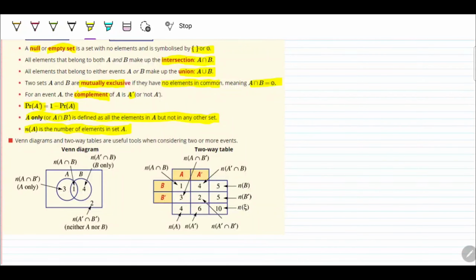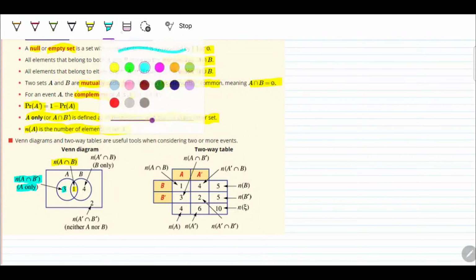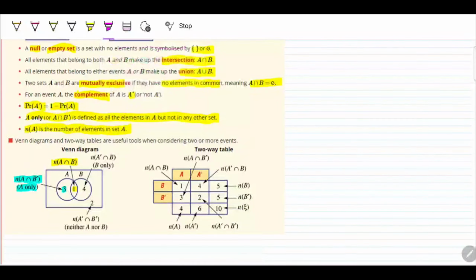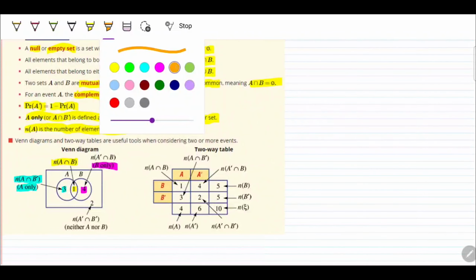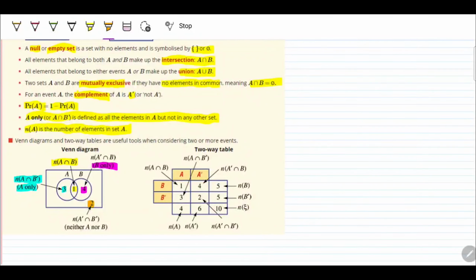Finally, let's have a look at these Venn diagrams. Venn diagrams and two-way tables are useful tools when we consider two or more events. In this first section here, this is what we have with A only. So just 3. This one here, we have the intersect between A and B. This one here is only B. And finally, this one here is going to be neither A or B.